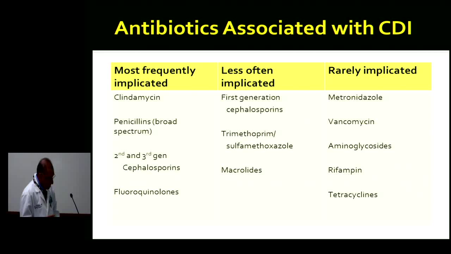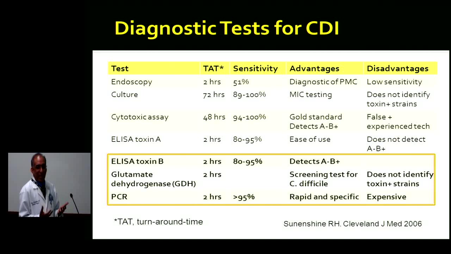If we were to do the diagnostic tests, the culture remains the gold standard, but it's labor intensive. You never know whether we have isolated a toxigenic strain or a non-toxigenic strain. So you have to do cytotoxin assays. So out of sheer convenience, the toxin testing evolved to ELISA testing. Unfortunately, the ELISA test would have missed between 15 and 20% of the cases.